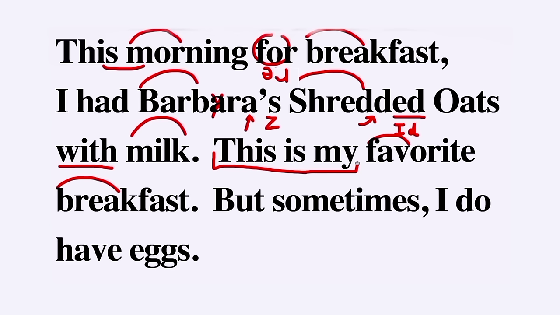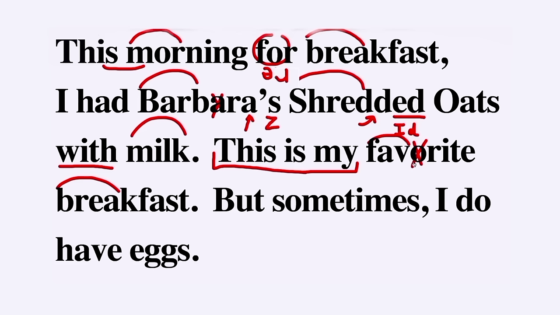I also noticed that the word favorite was pronounced with only two syllables, as if this letter was dropped. Favorite. This is my favorite breakfast. I'm also noticing this T pronunciation. The final T in favorite was pronounced as a stop. Favorite breakfast. So there was no release of the T sound. Favorite breakfast.